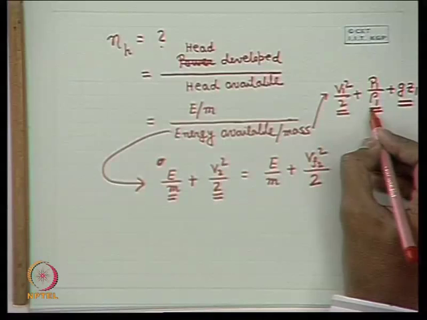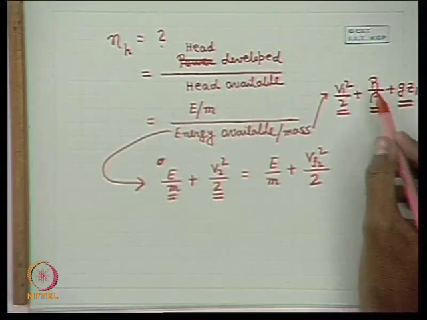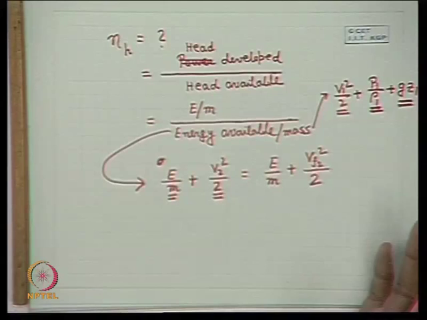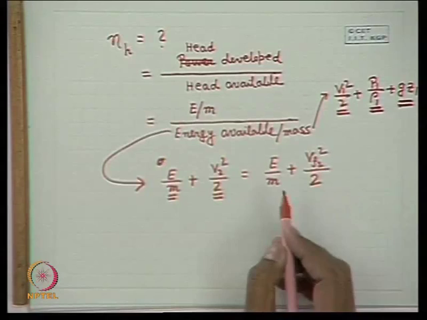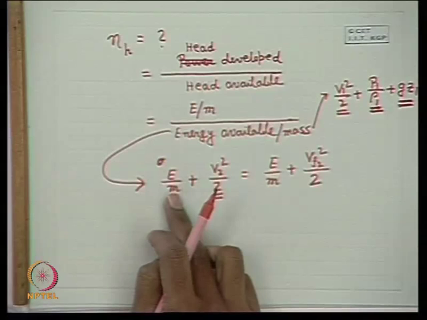You understand? So, tactfully, we find this without going for evaluating the pressure energy or the term P1 by rho 1. We just simply add the amount of energy with which the turbine is going out, V2 square by 2, to E by M. So if I add this, we get the amount of energy which was at its inlet. Because this amount of energy and the energy developed equal the total amount of energy that the runner received.